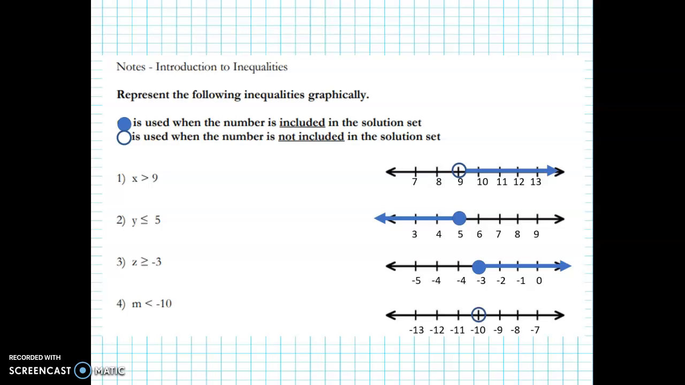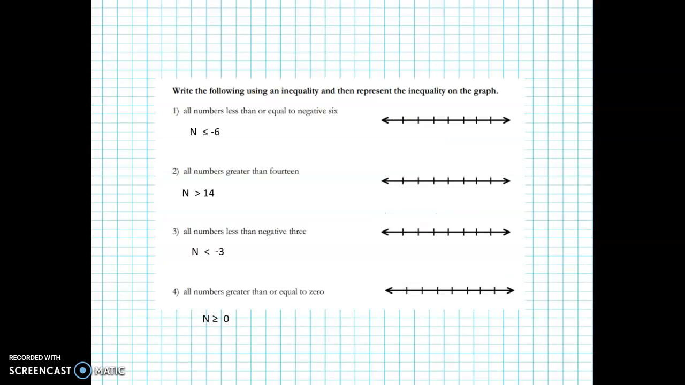M is less than -10. Well, -12 is less than -10, so my line is going to the left. So you should be coloring in the line to the left. On the next page, there are 4 more examples. Complete the examples and then show me your MPJ to check your work.